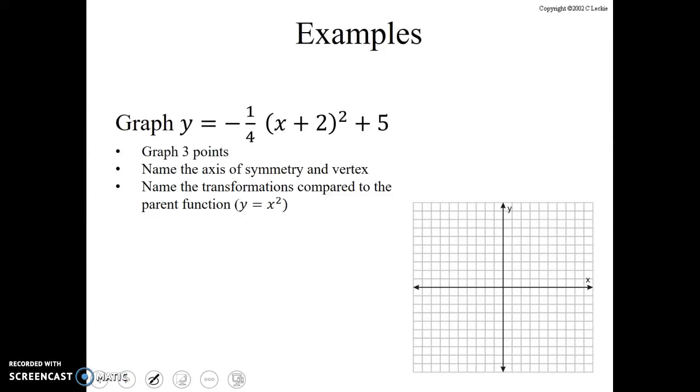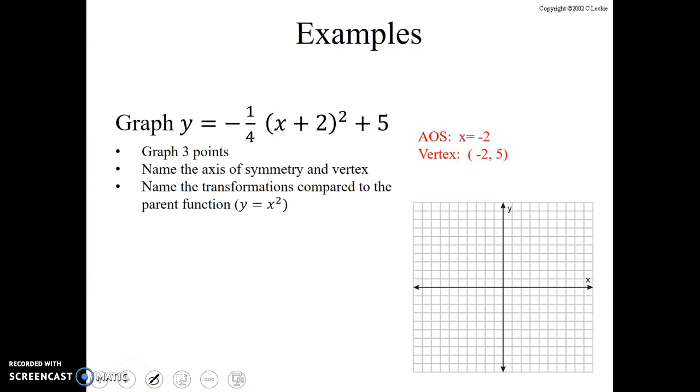Okay, so we're going to look at this first example. We're going to graph y equals -1/4 times (x plus 2) quantity squared plus 5. So you can already start to think what this is going to look like. It's going to be reflected over the x-axis, which means it's going to open down. 1/4 means it's been vertically compressed. It's moved to the left 2 and up 5. So we're going to graph 3 points. We're going to name the axis of symmetry and the vertex, and we're going to name the transformations compared to the parent function y equals x squared.